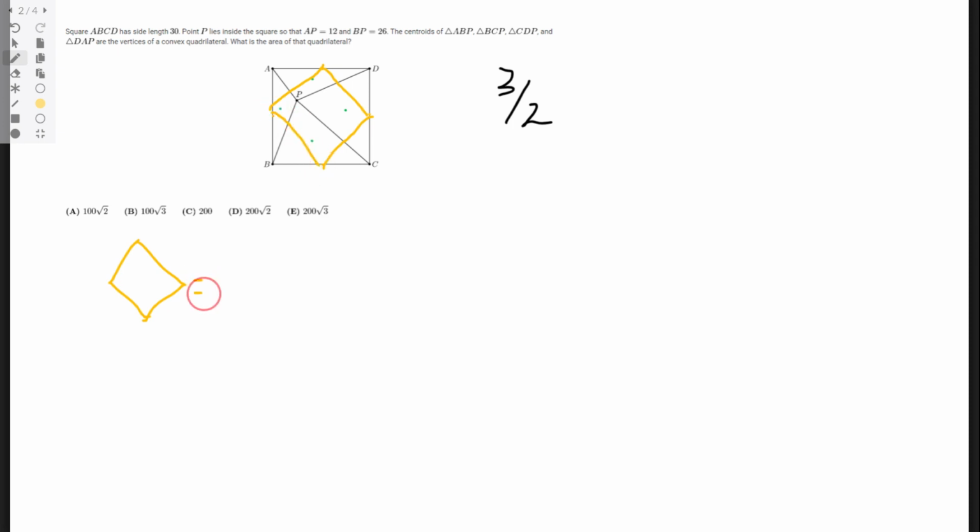So the area of the yellow quadrilateral must be exactly half of the big square, which has area 30 squared. So that means the area of the yellow quadrilateral is exactly 450.